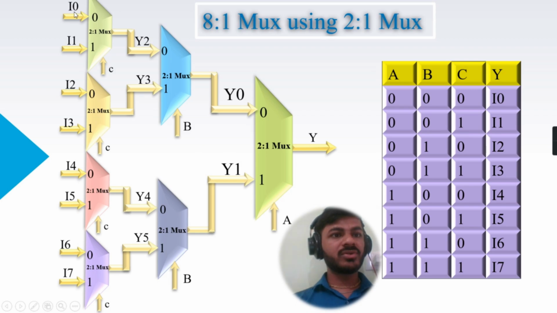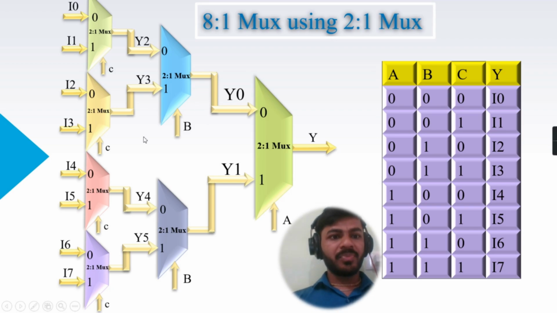Here also our inputs are I0, I1, I2, I3, I4, I5, I6 and I7 and the select lines are A, B and C. So to understand the working, we can split this into three stages. The first four 2 is to 1 muxes are my first stage. This is my second stage and this is my third stage.